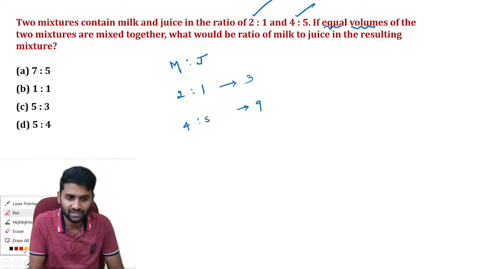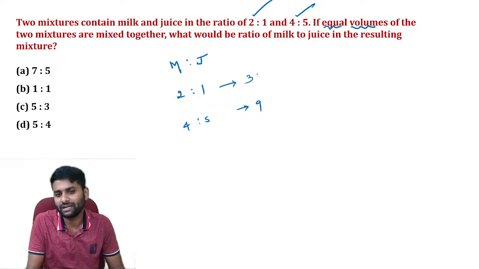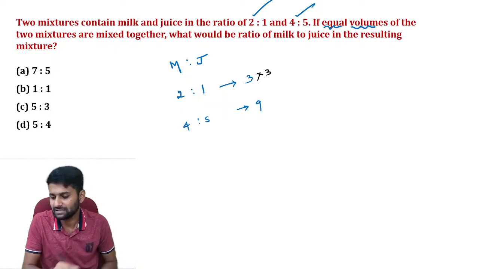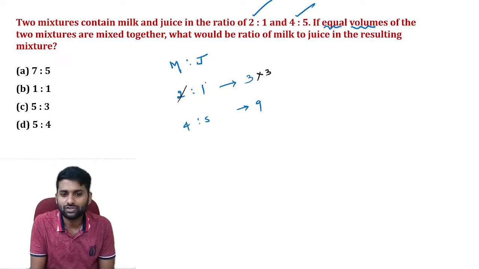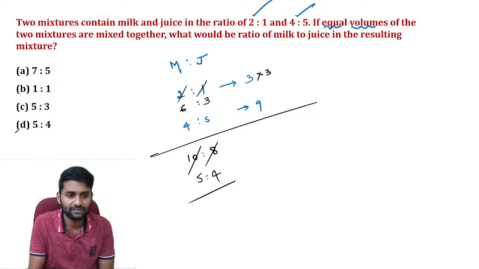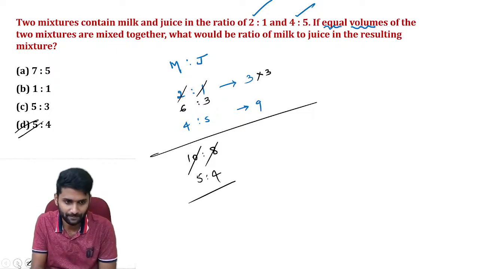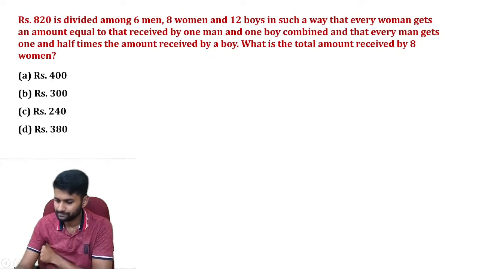According to the information, it's an equal quantity. How can we get equal quantity? You have to multiply the first container by 3, then it becomes an equal quantity. Now you have to change the ratio. If you multiply by 2, then here it becomes 6 and here you will get 3. Now you have to mix them together. If you mix together, then it becomes 10 is to 8. Cancel the 2 here. Now it becomes 5 is to 4. Very good. Next, try this question.